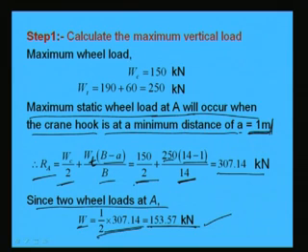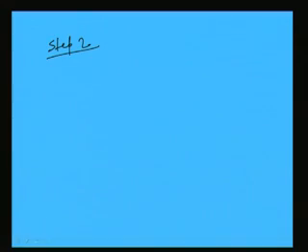Then what will we do? We will go to step 2. In step 2, calculate the maximum bending moment due to vertical load. Now, we will calculate the maximum bending moment due to the vertical load. Again, we have to find out the position where the maximum bending moment will occur. The worst condition we have to consider. So, first is the static wheel load.